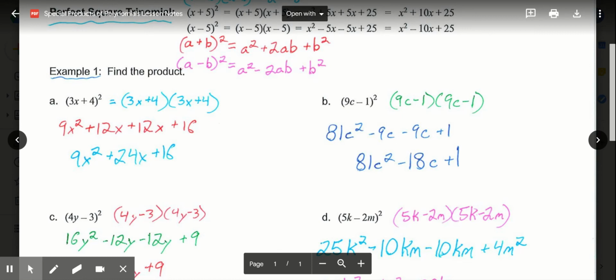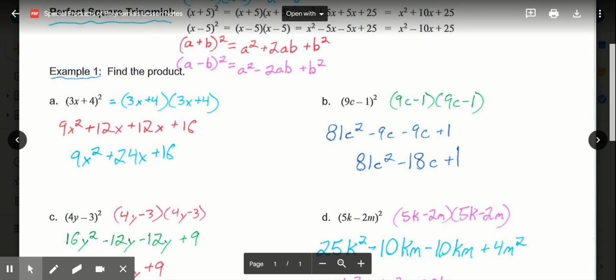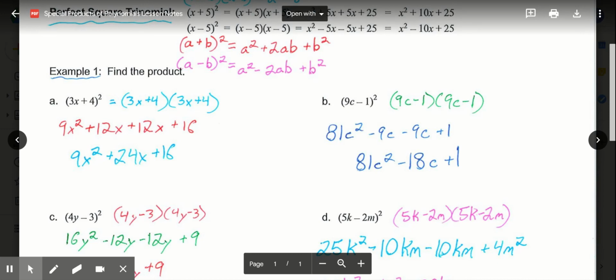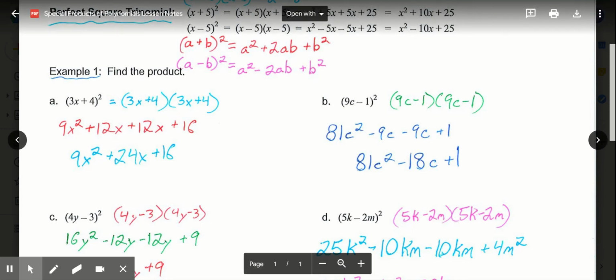In B, another perfect square trinomial, now it's subtraction. So again, I could FOIL it, which you'll see the step here in the middle, combine like terms, and I get my final answer. Or I can apply the rule, a squared, so 9c squared, 81c squared, minus 2 times a times b, so 2 times 9c times negative 1, which would be a minus 18c, and then plus b squared, negative 1 times negative 1 is a positive 1.